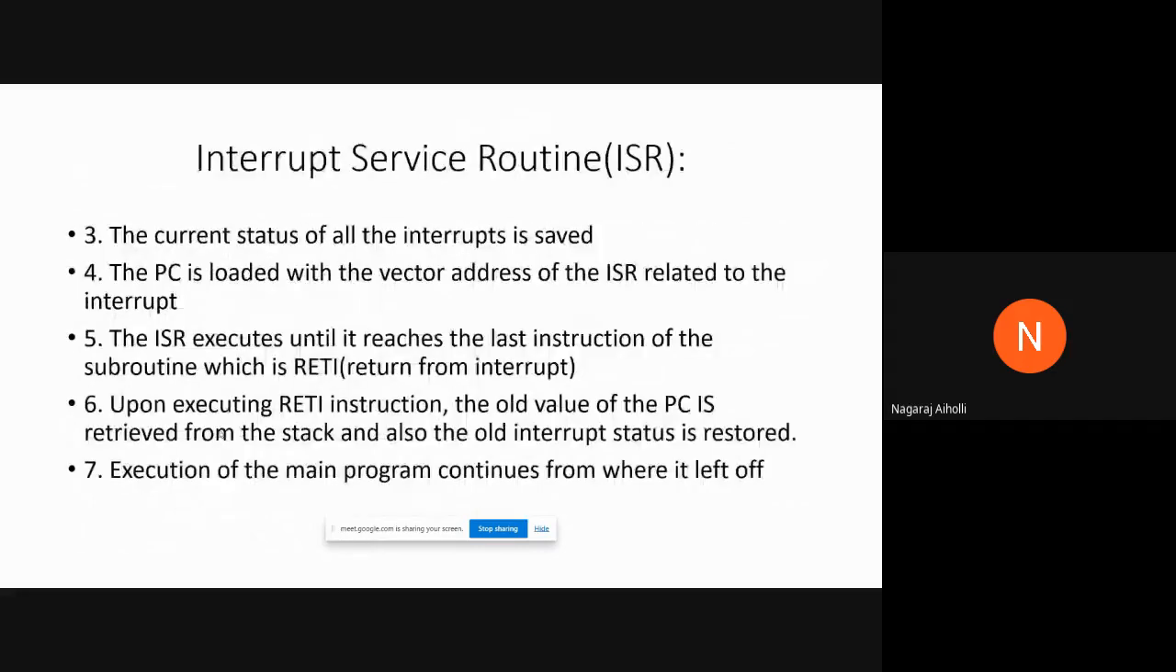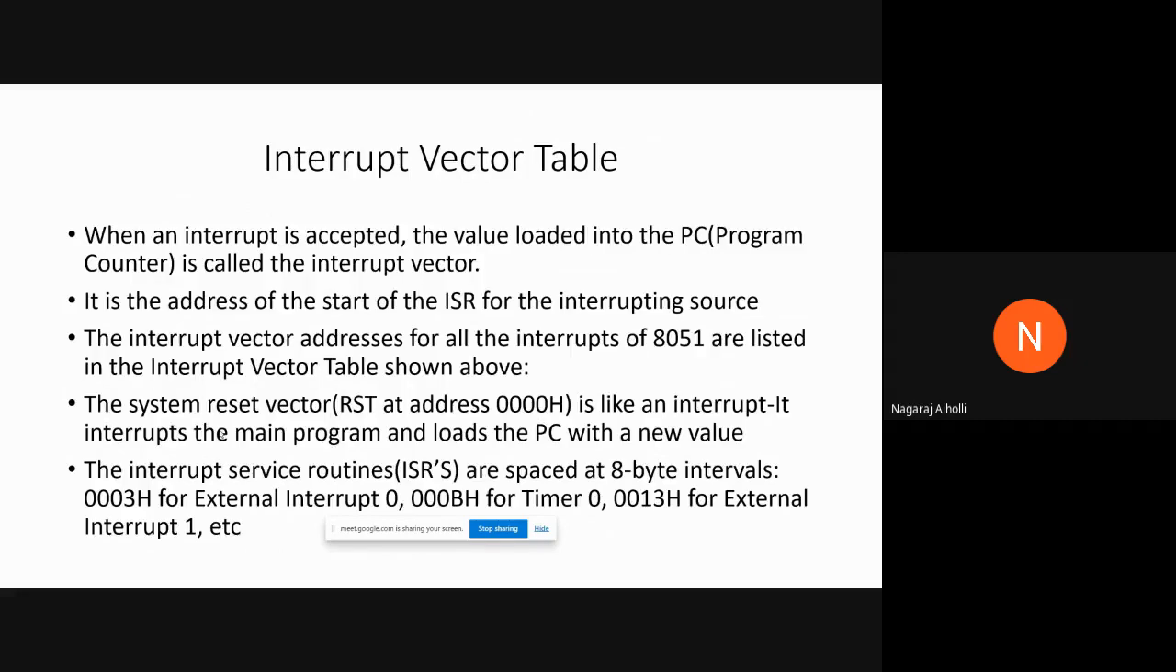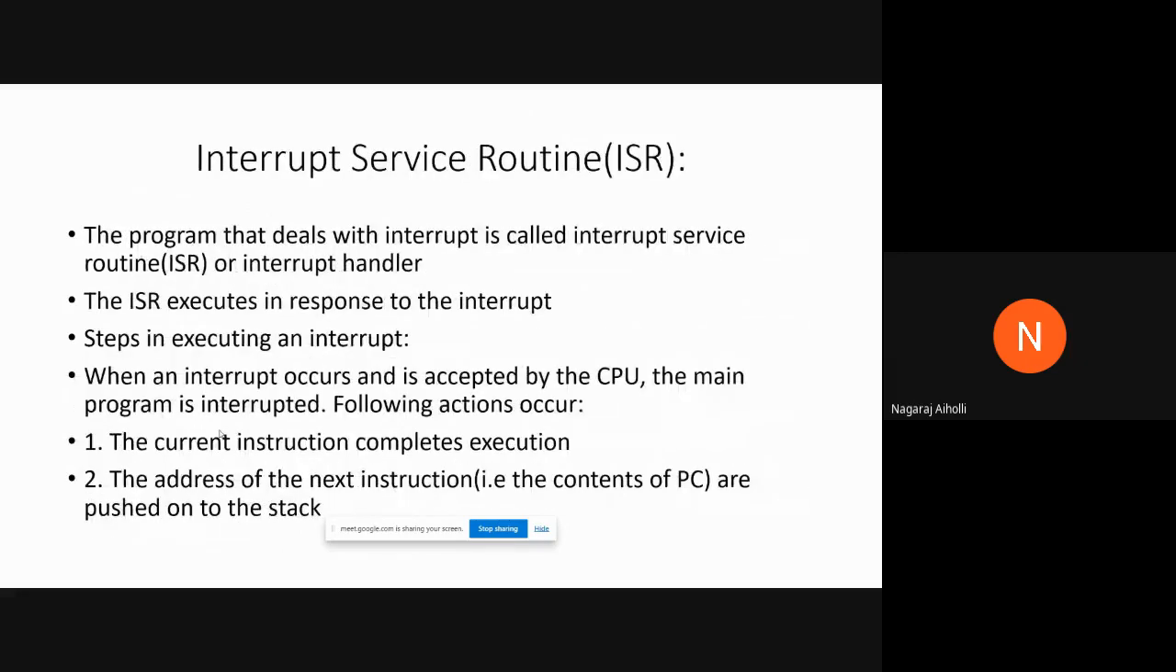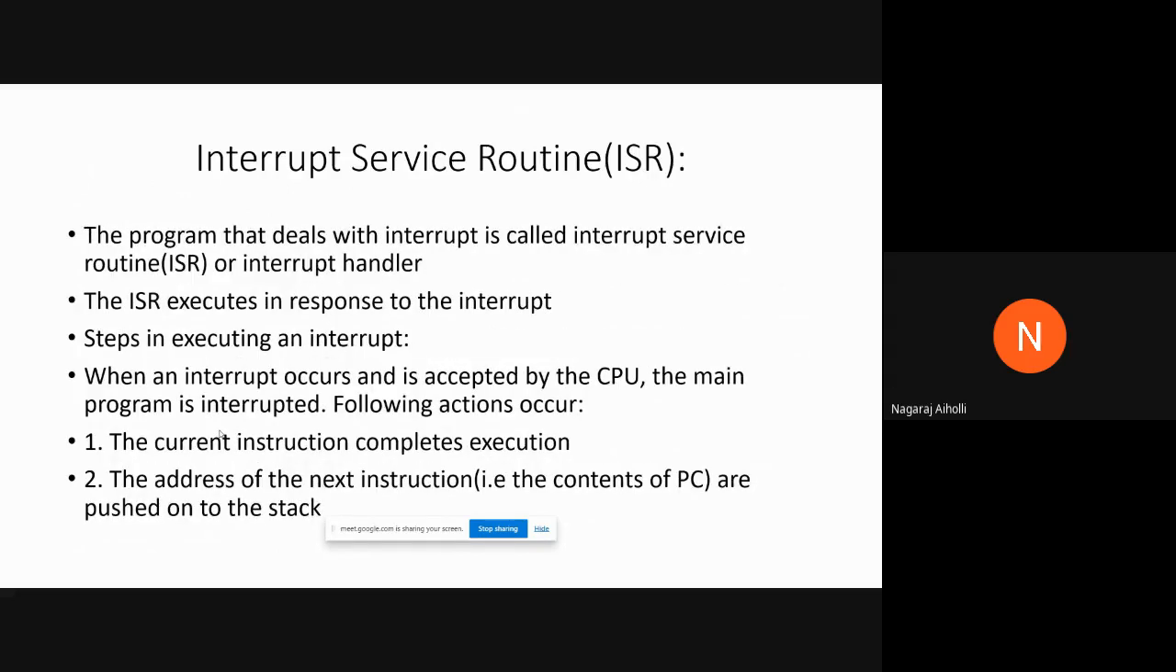In today's class, students, we have covered the topic on interrupt vector table. What is an interrupt vector, and what is an interrupt vector table? Then interrupt service routine: what is the definition of interrupt service routine? It is a program that deals with the interrupt, and such programs which deal with the interrupt are called interrupt service routine or interrupt handler. Then the various steps in executing an interrupt. Many times this has been asked in examination.